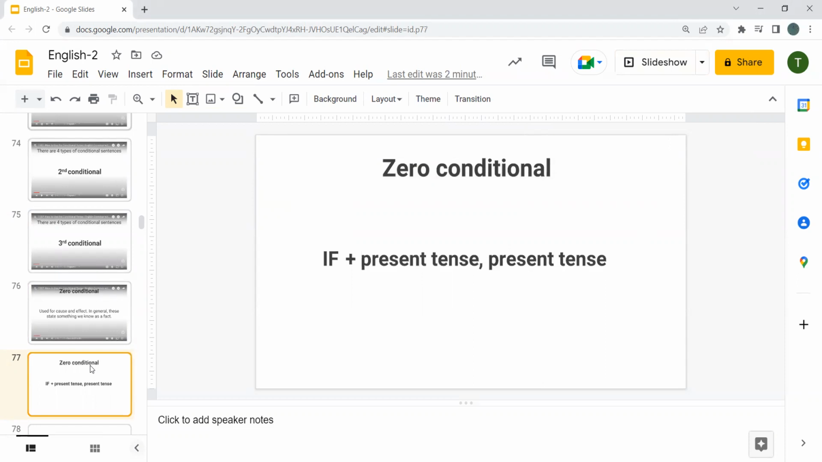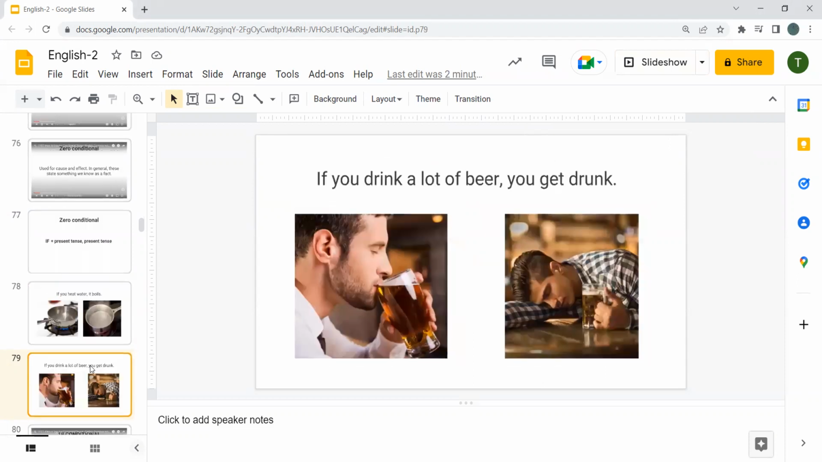If plus present tense, present tense. If you heat water, it boils. If you drink a lot of beer, you get drunk.